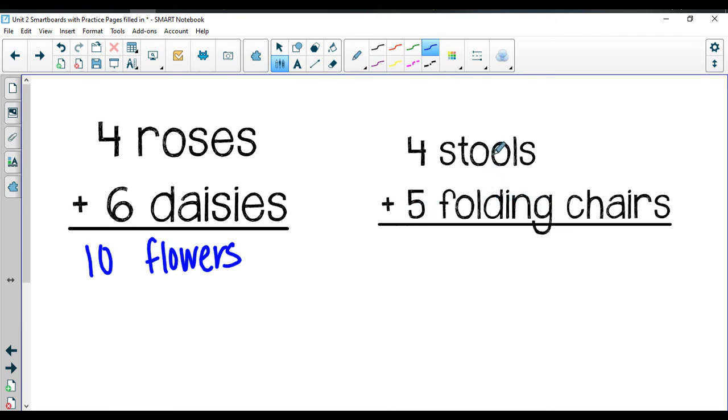4 stools plus 5 folding chairs. Well, what do stools and folding chairs have in common? They're types of seats. So we could say that we have 9 seats. If we were having guests over to our house, we would be able to seat 9 people.